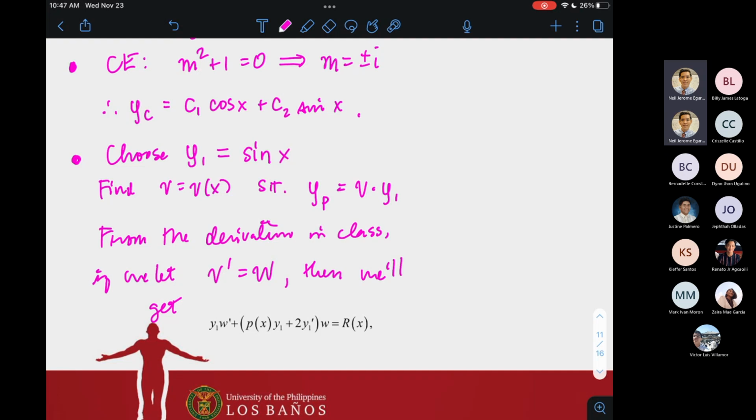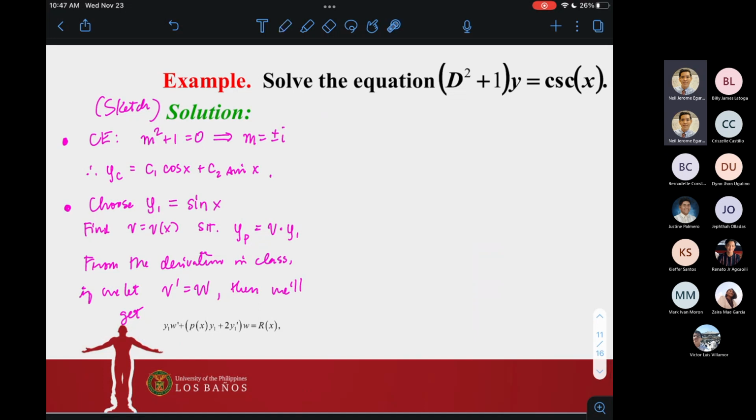But in this particular case, what is our p? Remember, p is the coefficient of y prime. But here, what is the coefficient of y prime? We only have y double prime plus y equals cosecant x. There is no y prime. P is the coefficient of y prime. So that means p of x is equal to 0. So here, p of x is equal to 0. Easy. So I can use the derivation from earlier right away. So this is what we get.